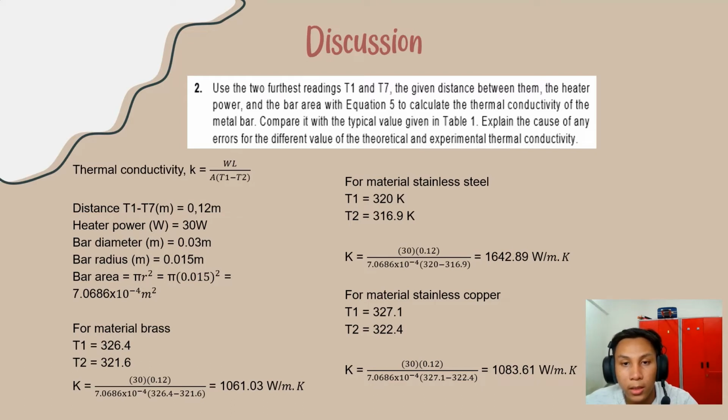For material stainless steel, temperature 1 is 320 Kelvin and temperature 2 is 316.9 Kelvin. Okay, the thermal conductivity for stainless steel is 1642.89 watt per meter Kelvin. For material copper, temperature 1 is 327.1 Kelvin and temperature 2 is 322.4 Kelvin. The thermal conductivity for copper is 1083.61 watt per meter Kelvin.